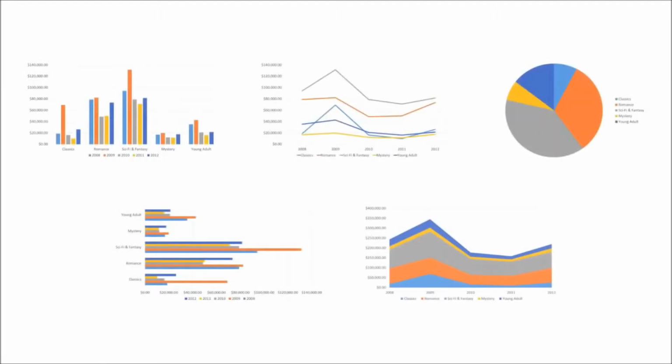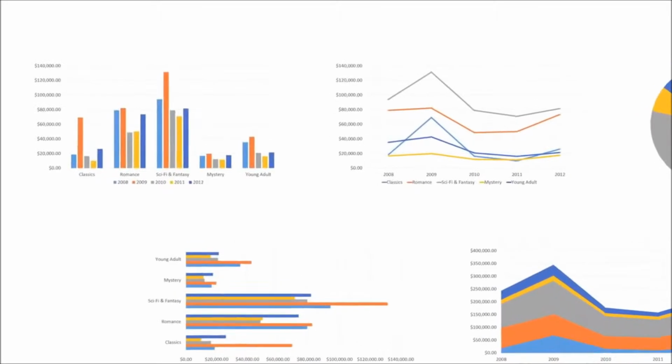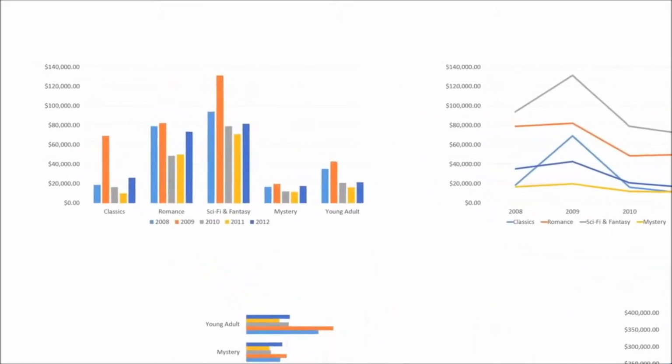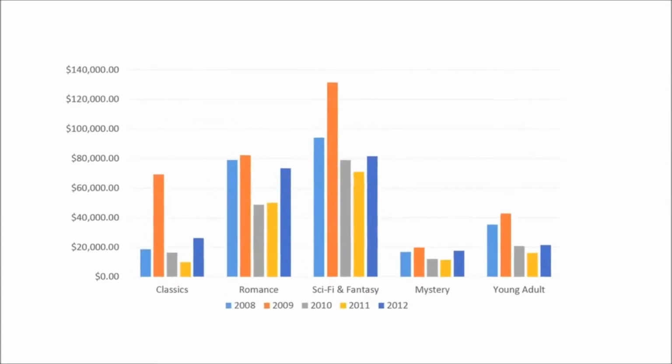When working with numerical data in Word, sometimes a chart is just what you need to show the meaning behind the numbers. In this video, we're going to look at some of the different types of charts and also some ways that you can customize them to best represent your data.